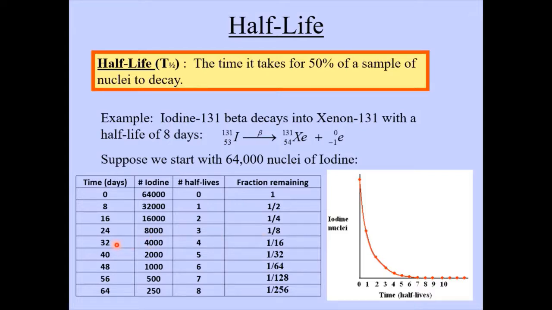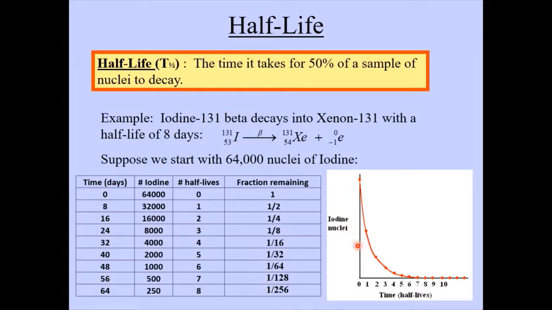After 32 days, that's 4 half-lives. We're down to 4,000, or 1/16. After another half-life, we're down to 2,000, right? And then 1,000. You can see each half-life, we just keep dividing this number by 1/2. That's the meaning of half-life. And the fraction remaining is a multiple of 1/2. So here we have 1/2, 1/4, 1/8, 1/16, 1/32. We just keep multiplying by 1/2 each time.